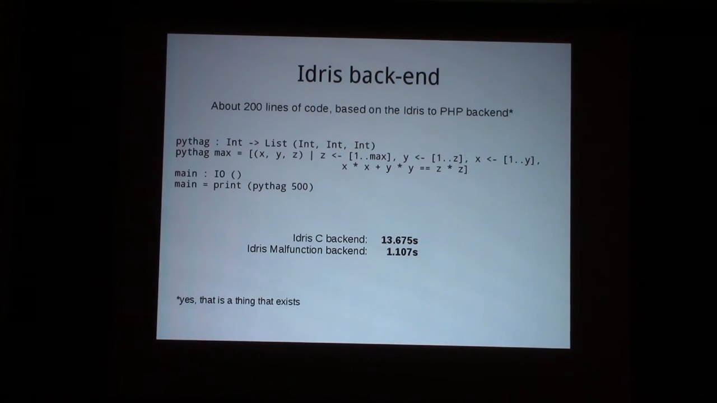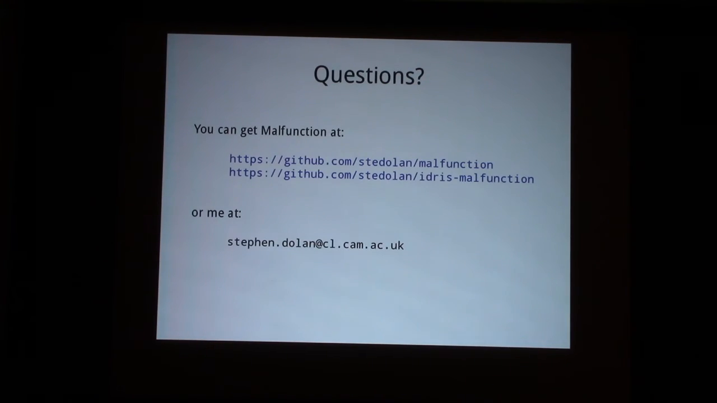So if you're writing a compiler, I would recommend considering compiling to Malfunction because you get to use the pretty high performance OCaml backend and its mature GC, and you can get very reasonable performance with very, very little effort. Thank you.